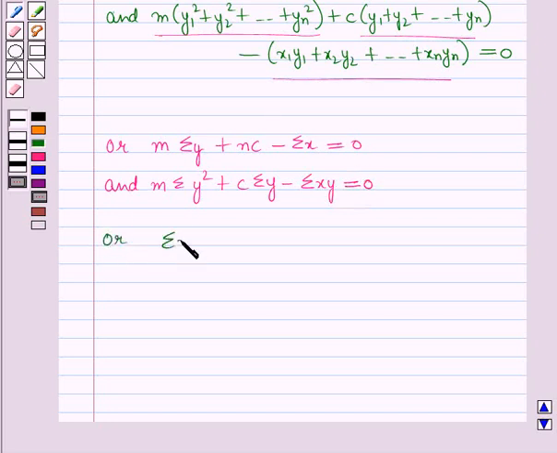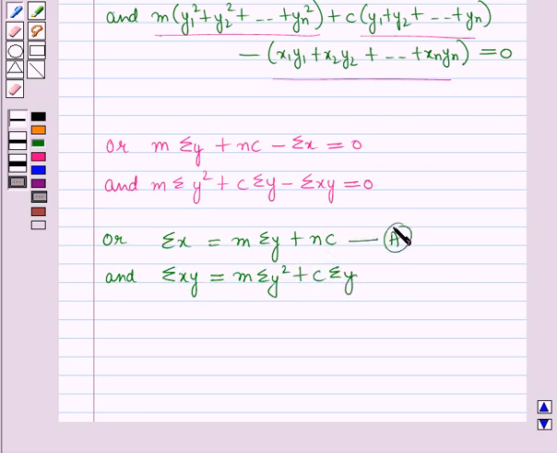Or we can write summation x is equal to m summation y + nc, and summation xy is equal to m summation y² + c summation y. Now let this be equation A and this be equation B. Thus, if x = my + c is the equation of line of regression, then the constants m and c are determined from these two equations.